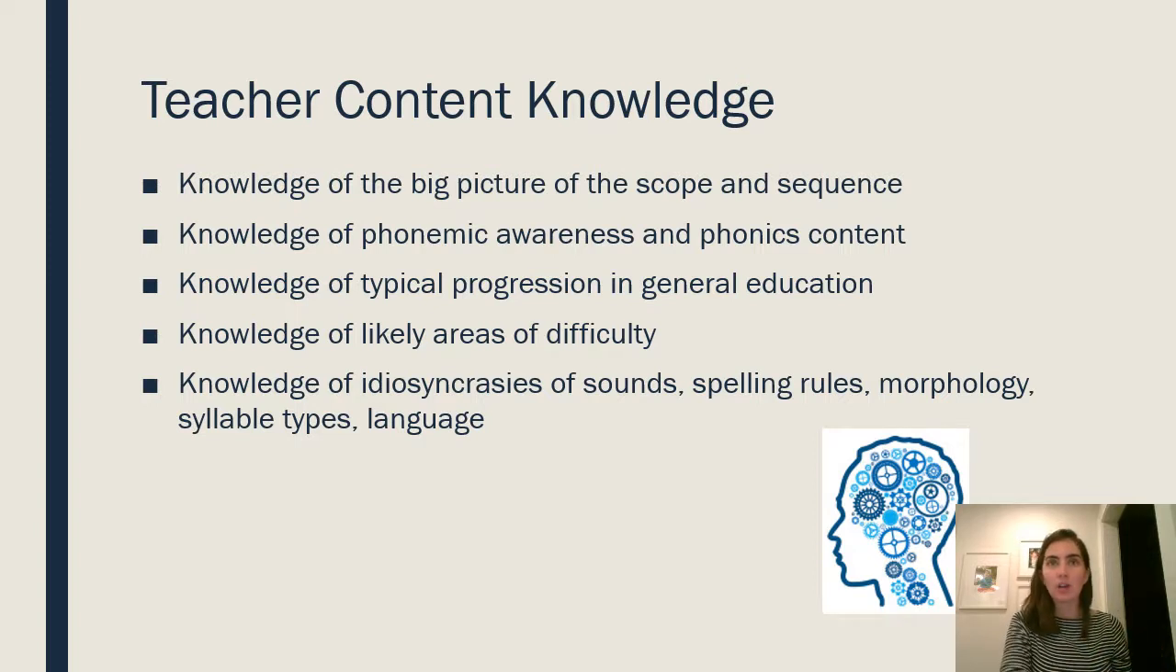So in a general ed classroom, how are things moving? What does it look like? Also, it helps to have knowledge of where children are going to struggle. What are the trickiest things for this grade level or this age, or for a struggling student with or without dyslexia? What are the areas where they're likely to slip up? And then going deeper with content knowledge, the idiosyncrasies of the little sounds, the fact that TH, those letters, can make 2 sounds. And knowing that difference, that's a big deal when you're teaching someone to read and spell.